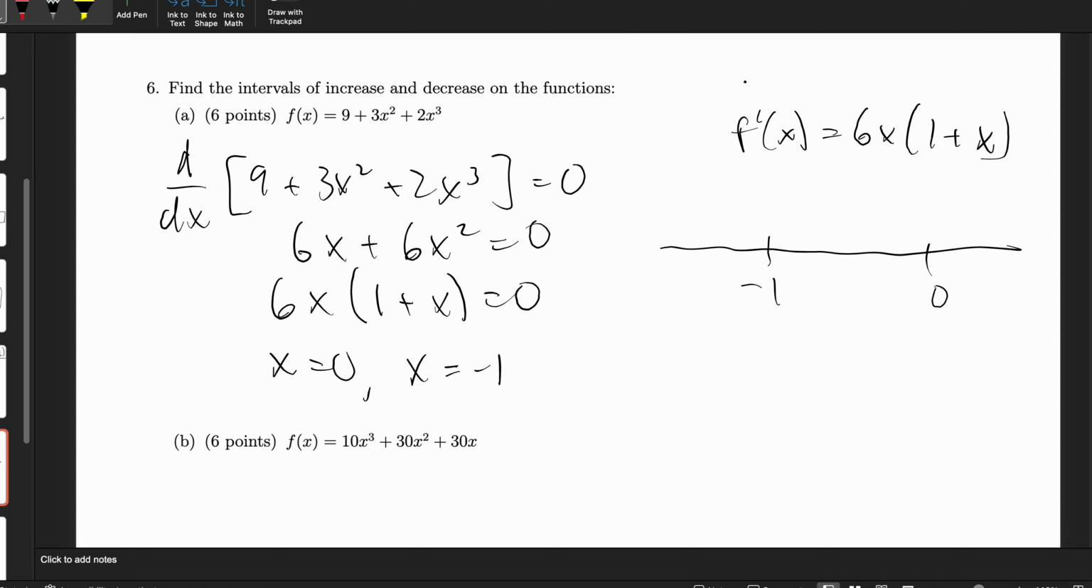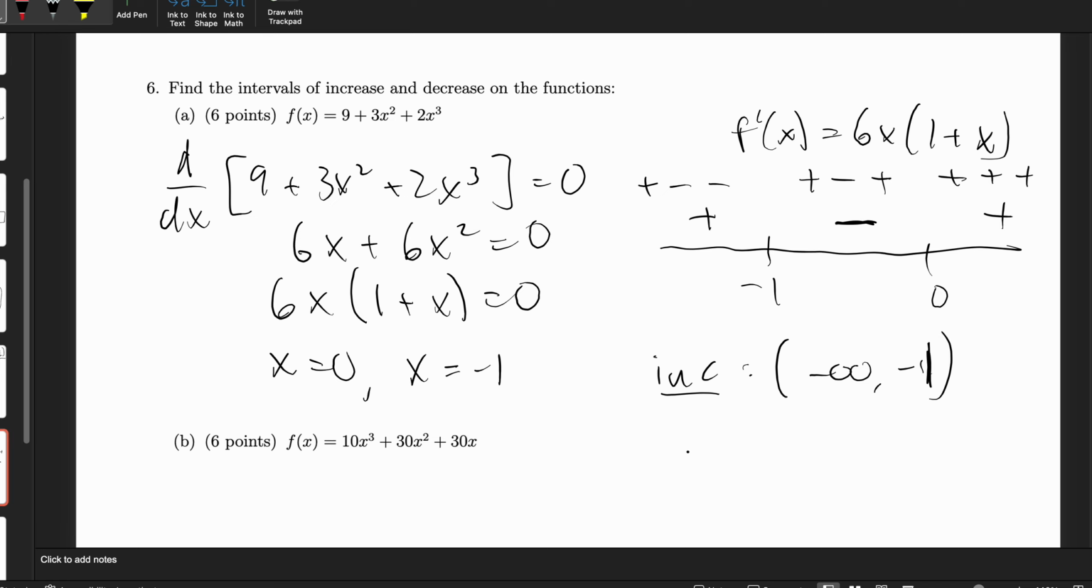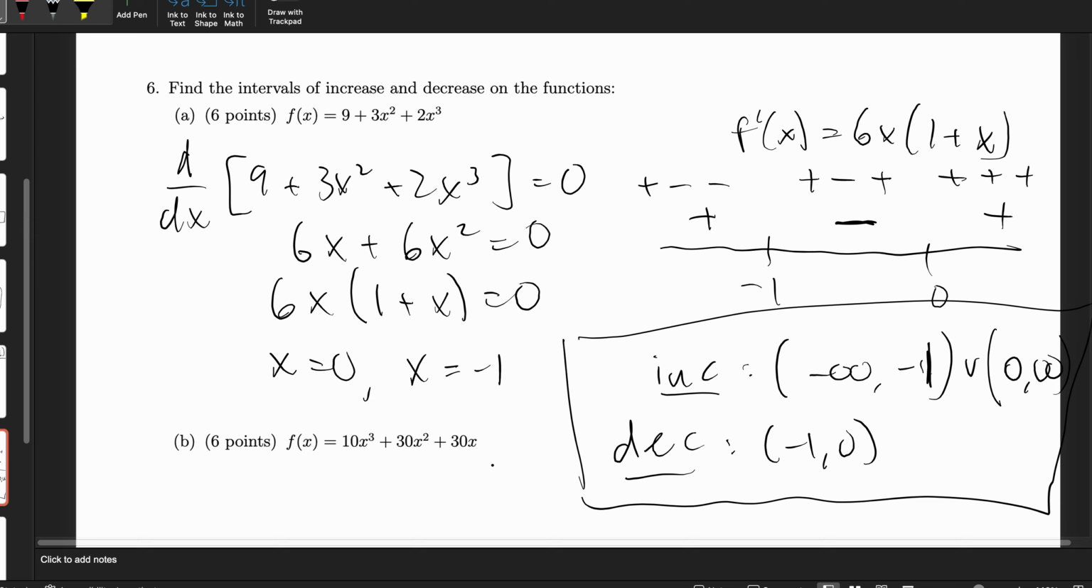So to the left of minus 1, let's pick minus 100. That's going to be positive, negative, negative. And that's positive. Okay. Between minus 1 and 0, let's pick minus a half. So that's going to be positive, negative, positive. That's negative. To the right of 0, let's pick 100. That's all positive. So that's positive. Finally, the answer is intervals of increase are from minus infinity to minus 1. Oops. And union, sorry, I almost forgot. Union from 0 to infinity. Okay. And our intervals of decrease are just from minus 1 to 0. And that's the answer. Good.